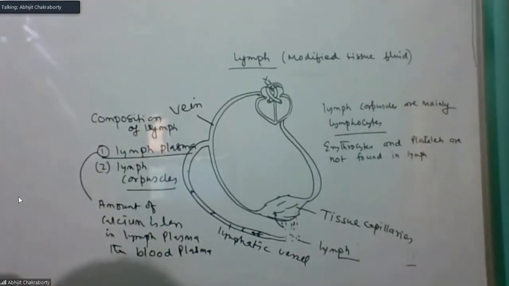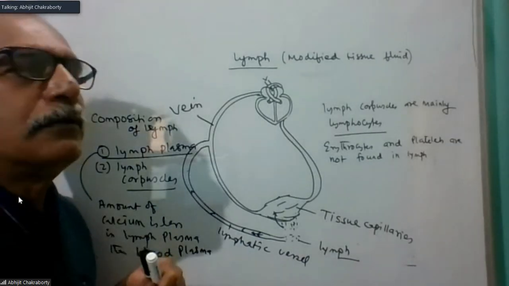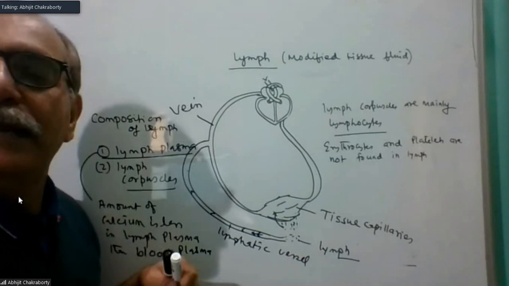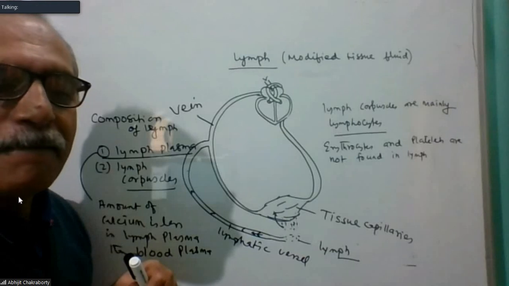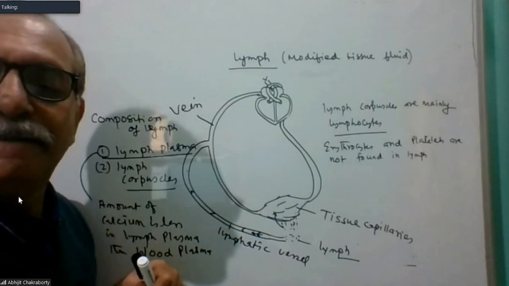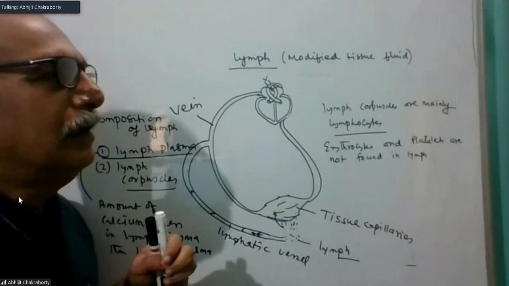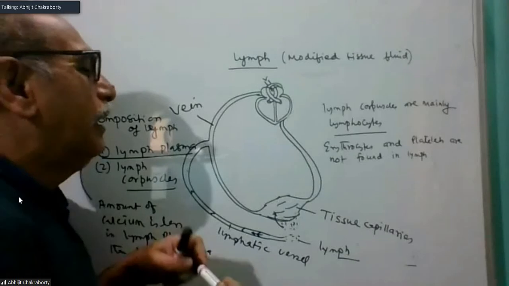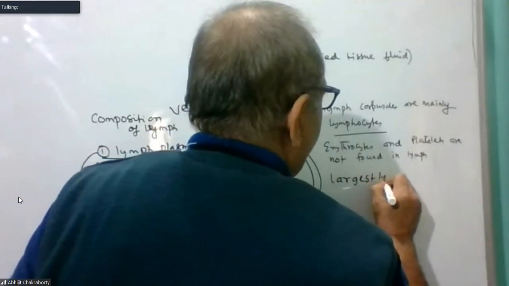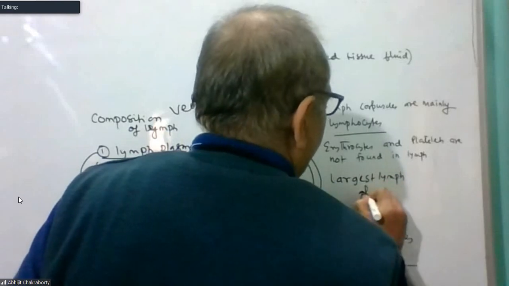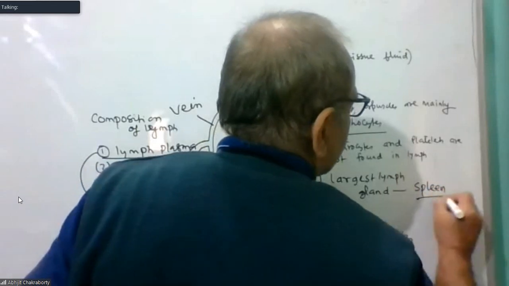Lymph helps in maintaining the volume of the blood also. Clear? Yes, sir. Okay, so this is what about the lymph. And the largest lymph gland is the spleen.